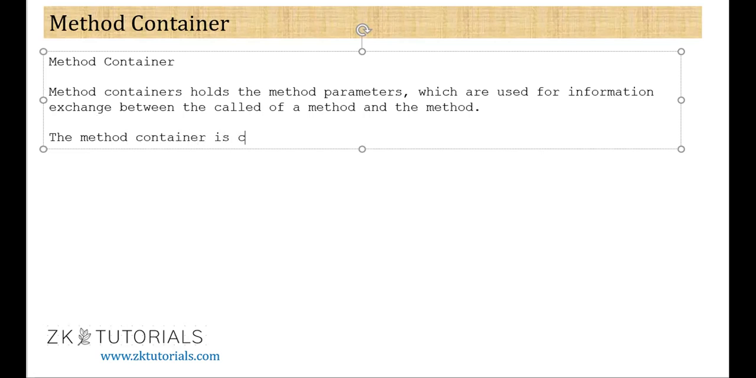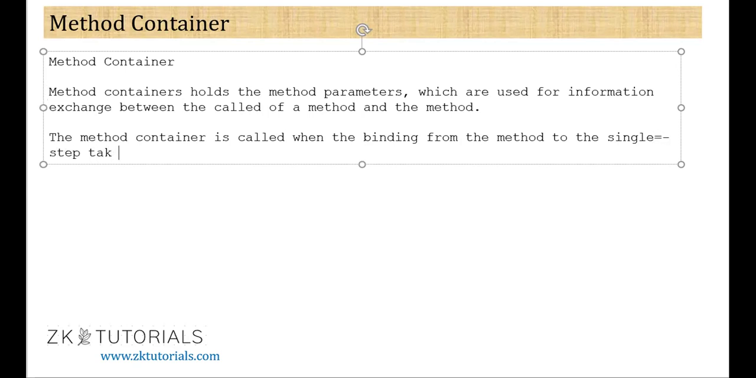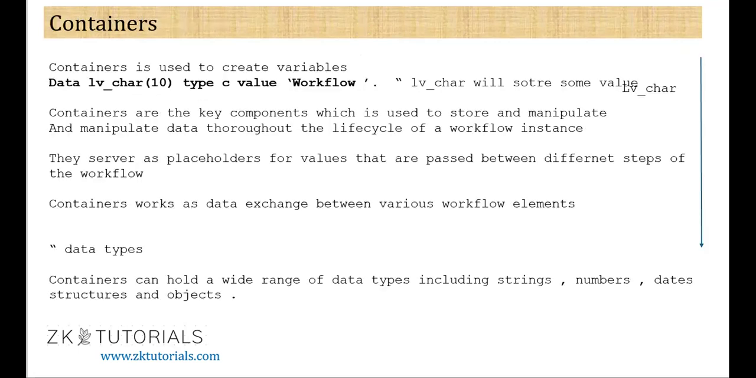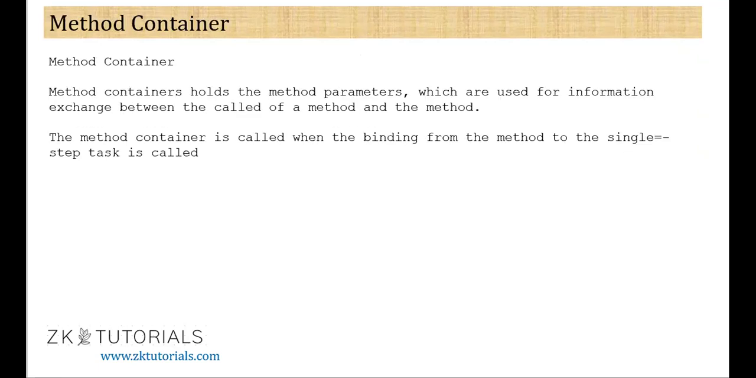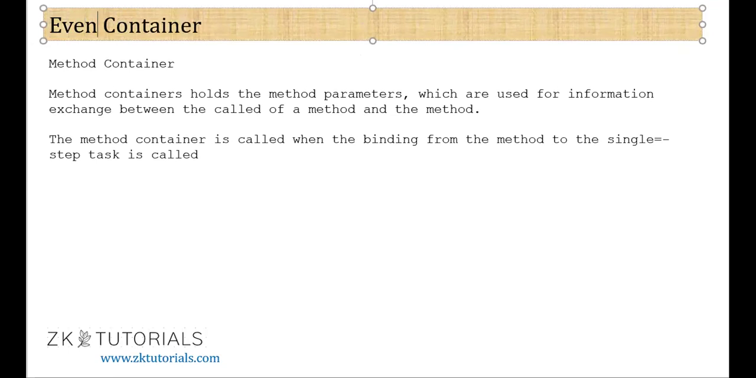The method container is called when the binding from the method to the single step task is called. I will show you guys in a real-time scenario, and we will discuss more about the method container then. Now let's go with the next type. What is our next type? The next type is my event container.